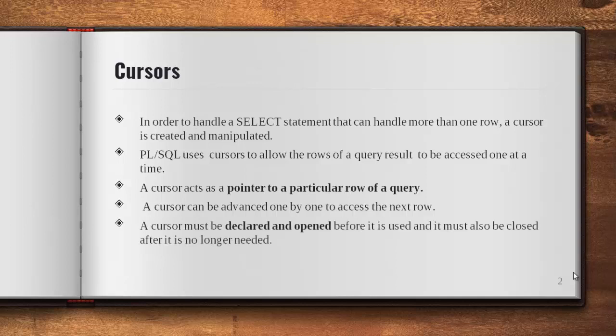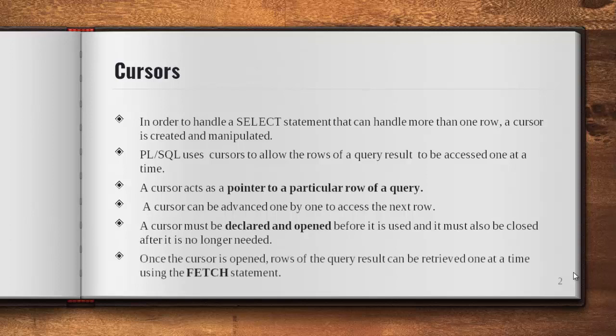A cursor must be declared and opened before it is used. So whenever you are going to use a cursor, you have to declare it and then open it. And when it is not needed, you have to close it at the end. Once the cursor is open, the rows of the query result can be fetched using the fetch keyword. So using this fetch keyword, you can fetch the records from the table one at a time. You can't fetch all the records at a time. You have to fetch one by one.